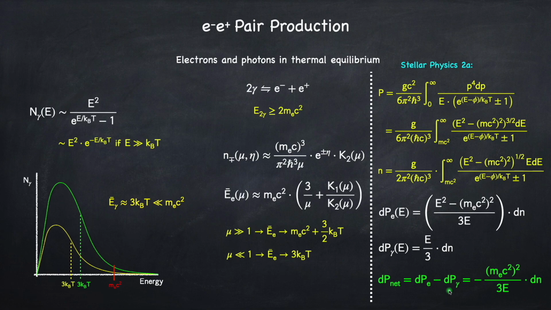And in a nutshell, that's what the electron-positron pair instability is. If the star gets to a temperature where it starts to produce a lot of electron-positron pairs, you get a drastic drop in pressure and a runaway collapse.